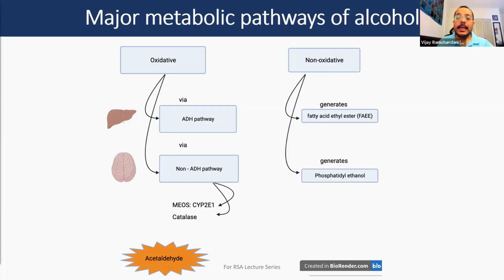There also exists a non-oxidative pathway, which generates products such as fatty acid ethyl esters and phosphatidyl ethanol. And these products are usually excreted in the urine following their formation. And they can actually be used as markers of drinking, as they are present in the body for several hours to days after drinking ends.